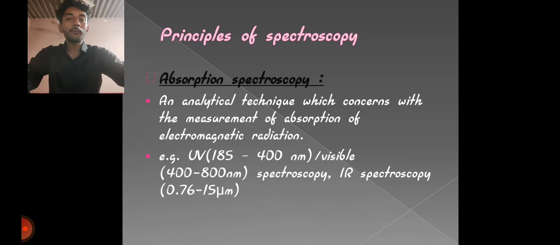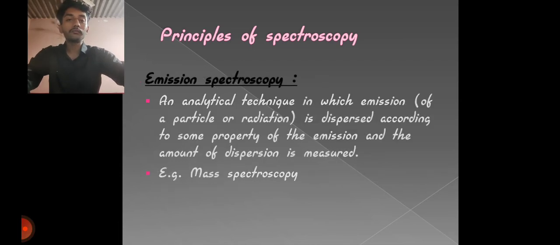Another principle of spectroscopy is absorption spectroscopy. Absorption spectroscopy is an analytical technique which concerns the measurement of absorption of electromagnetic radiation. Example, UV, that is 185 to 400 nanometer, and visible 400 to 800 nanometer spectroscopy. IR spectroscopy, that is 0.76 to 15 micrometer.